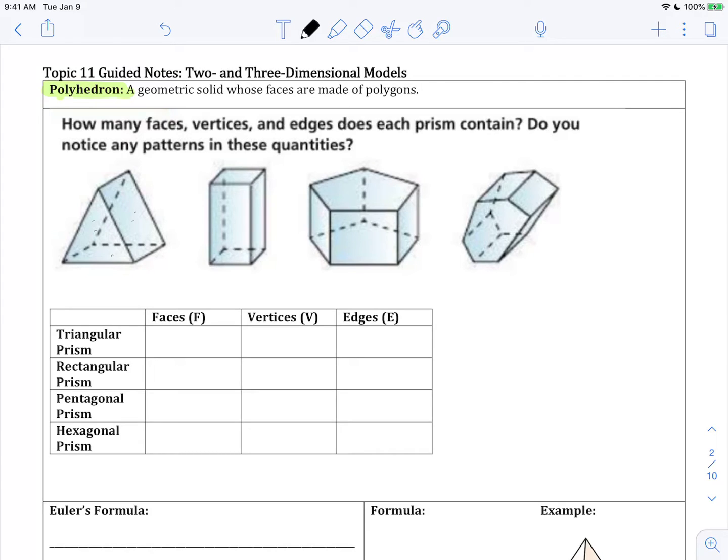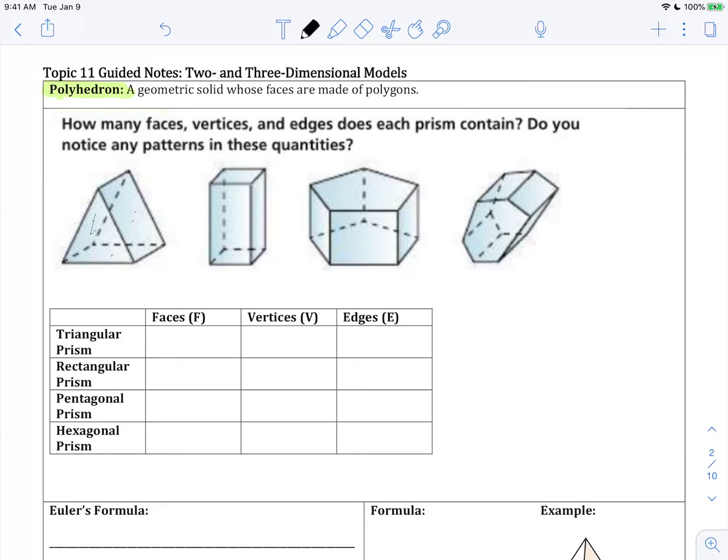All right, so now we're going to learn something called Euler's formula. We're going to see the relationship of how many faces, vertices, and edges a prism contains, and if there's a relationship or pattern between that. So first, let's focus on the triangular prism.